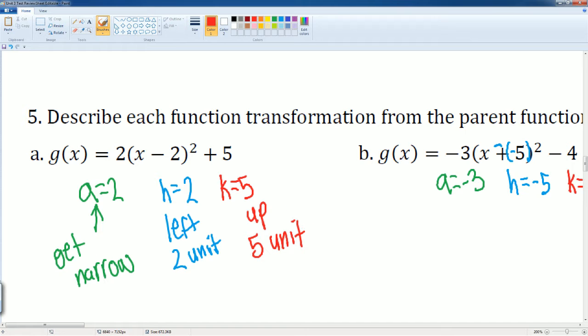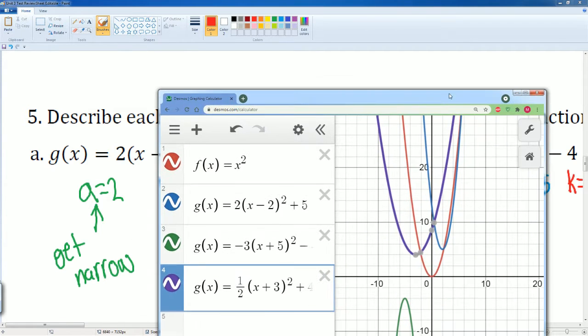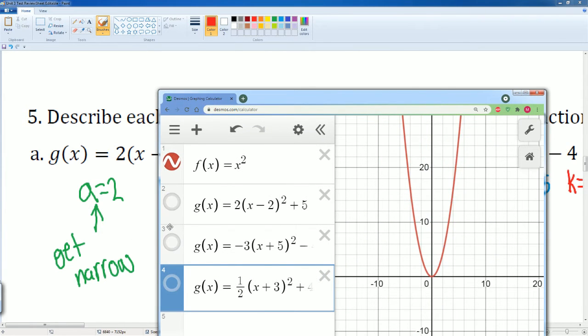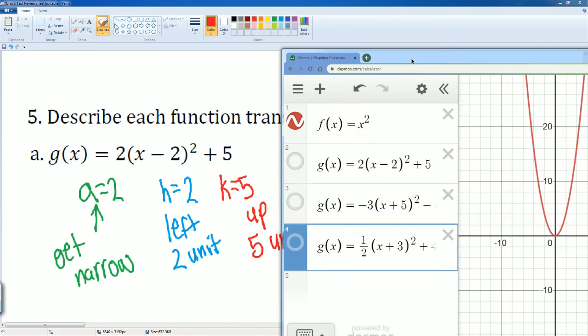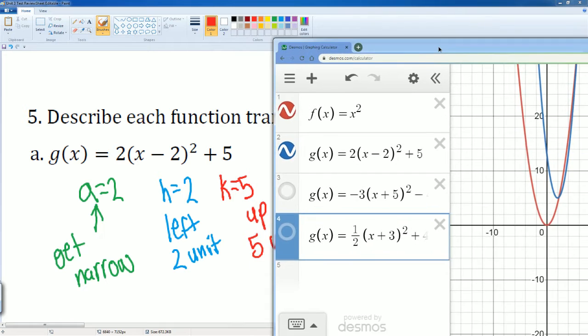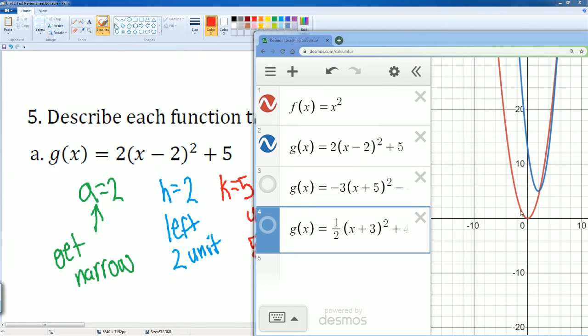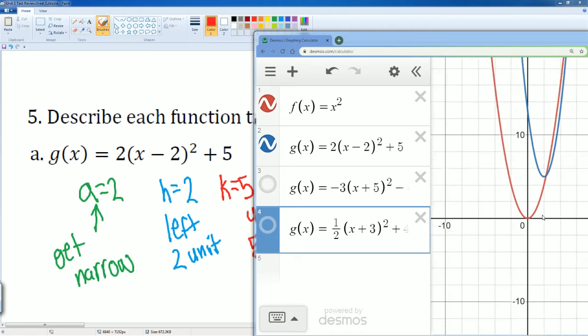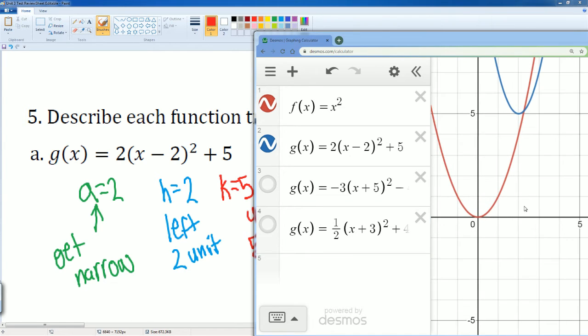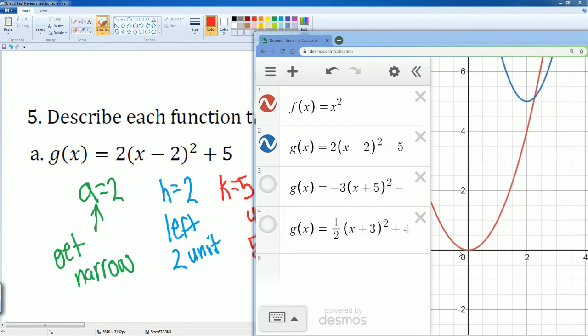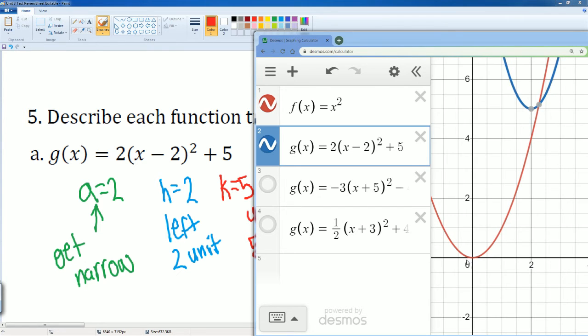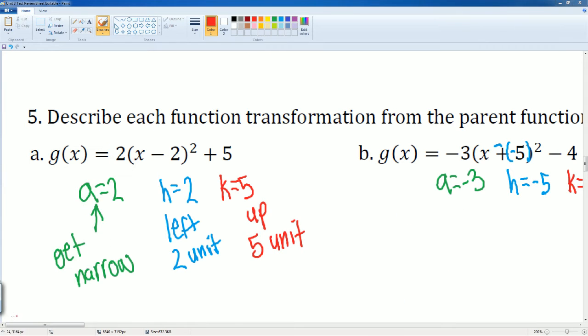And to check this, I have it graphed here. This is the parent function of x squared, and then this is the new function of what we just got. Notice it did get narrower. Then it did go 2 units to the left. Take a look: 2 units to the left and 5 units up. All right, that's how you can double check by graphing it.